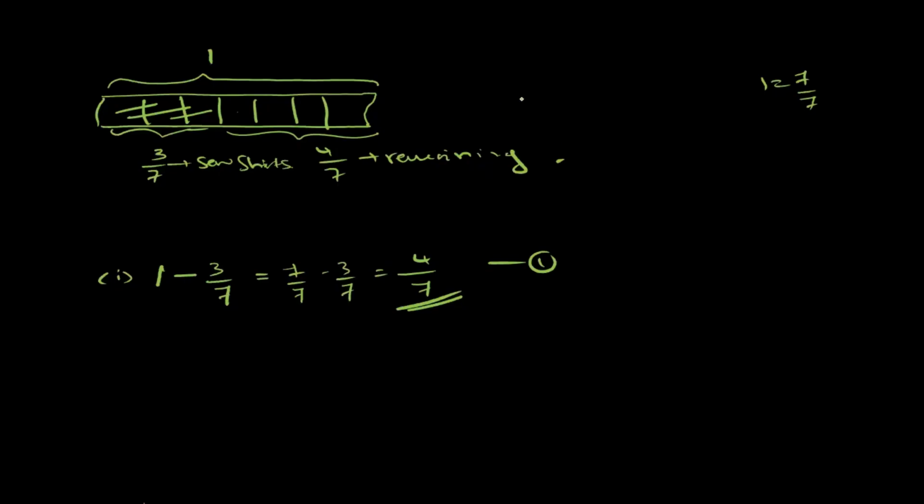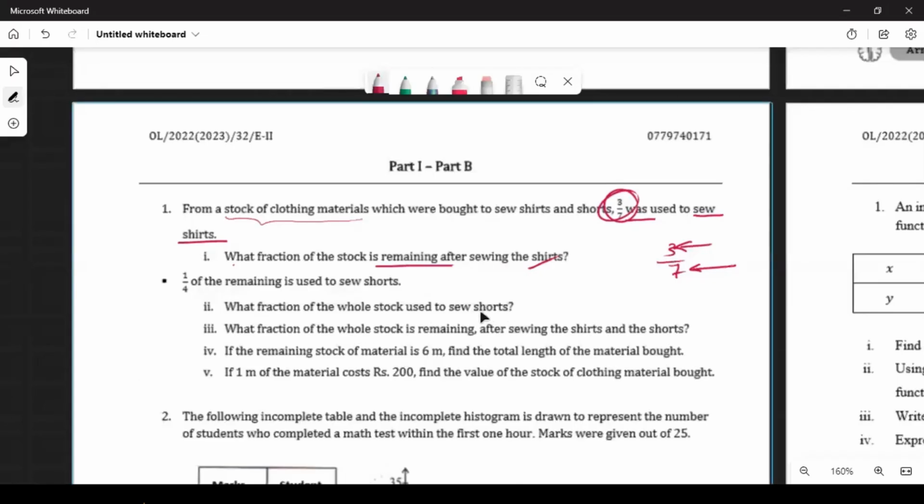1/4 of the remaining, which means 1/4 of what? Remaining is 4/7. This is the mathematical expression. So the second question here: what fraction of the whole stock is used to sew shorts? 1/4 of the remaining is used to sew shorts.